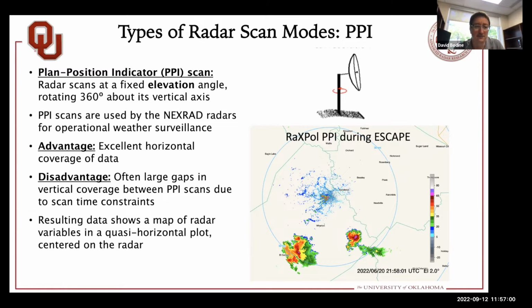And the advantage is it gives you excellent horizontal coverage of your data. But oftentimes you'll have large gaps in vertical coverage because the PPI scans are done at angles where you have large gaps between them. And that's due to the scan time constraints. Here's an example of data from Raxpole during the ESCAPE project in Houston that we did this summer. These are a couple of thunderstorms. So you can see, you get a nice horizontal picture of the data from a PPI plot.